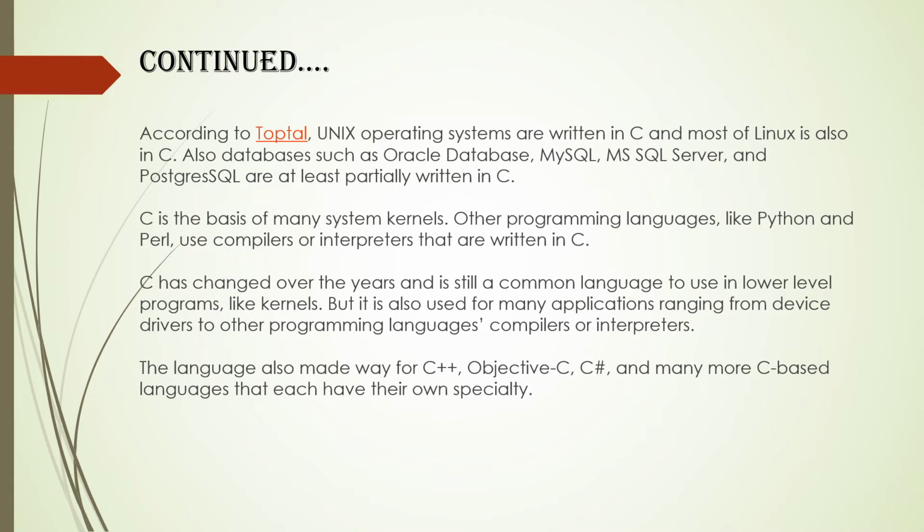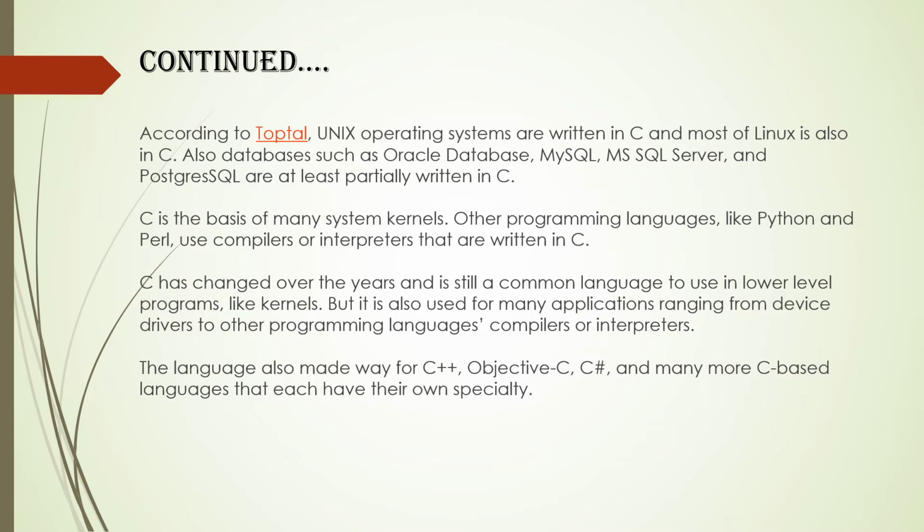So now come the many uses of C. Let's see some applications of C. According to TopTal, Unix operating systems are written in C. Most of Linux is also in C. Also databases such as Oracle, MySQL Server and PostgreSQL are at least partially written in C. C is the basis of many system kernels. Other programming languages like Python and Perl use compilers or interpreters that are written in C.